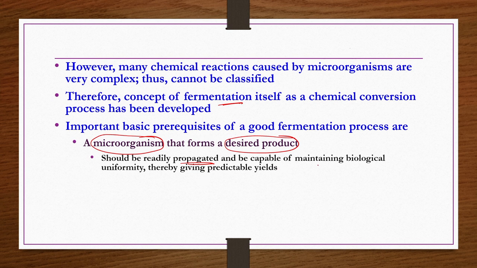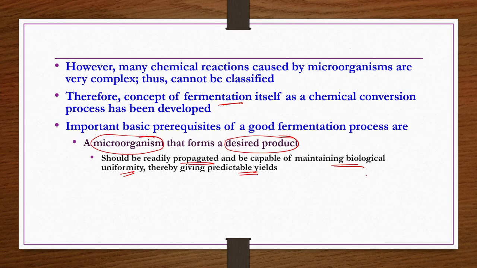They should also be capable of maintaining biological uniformity. It should not be that one microorganism is of one size and another is bigger or different in size. Biologically, they should be uniform, thereby giving predictable yields. If the microorganisms propagated in the fermentation are biologically uniform, then obviously the yields would be predictable as per your selection.